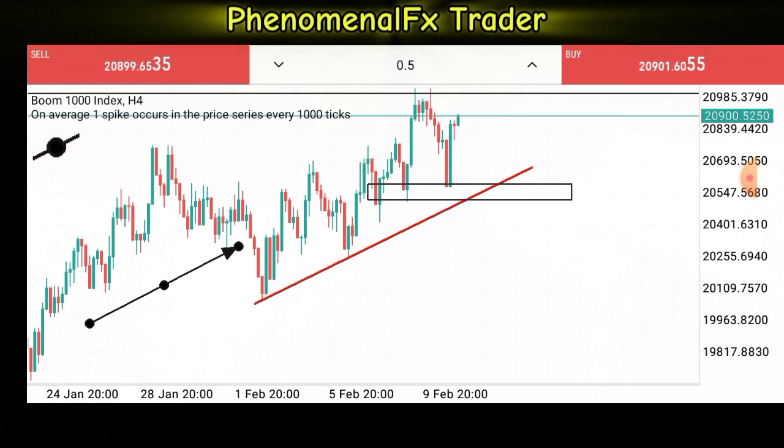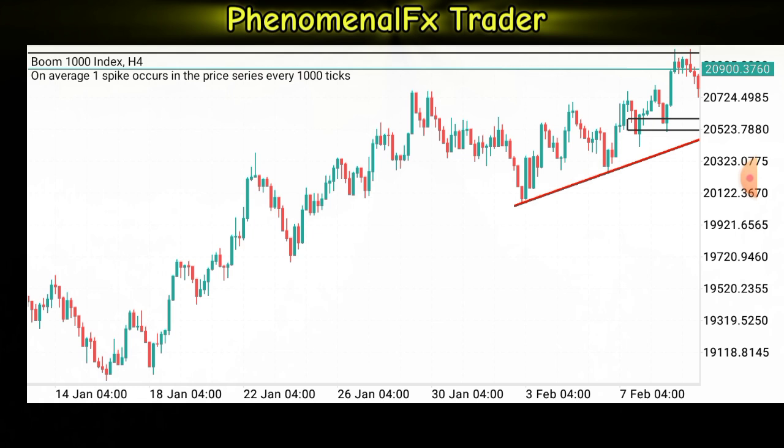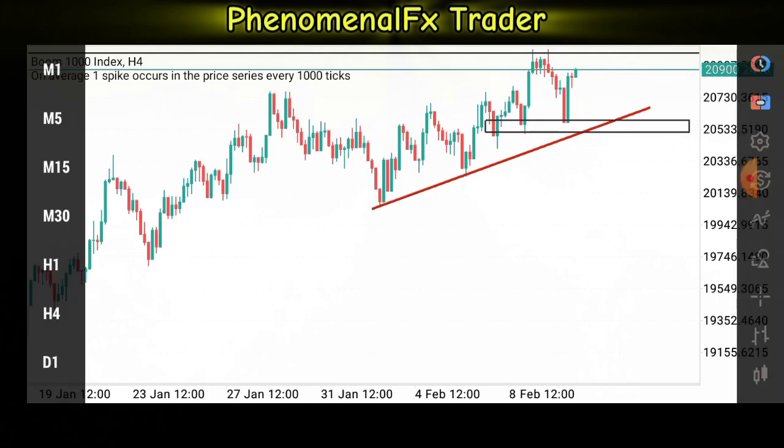All right, so it's very simple. It's not difficult. You can do this on any kind of pair, any market, as long as you're able to identify the double tops and the double bottoms. The direction of the market is also very important. Mark out your zones correctly, guys.